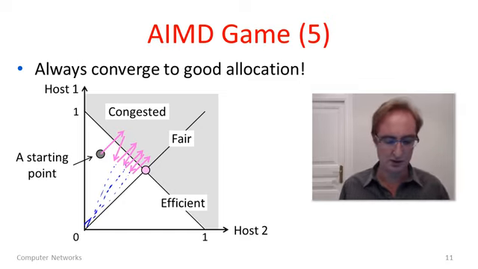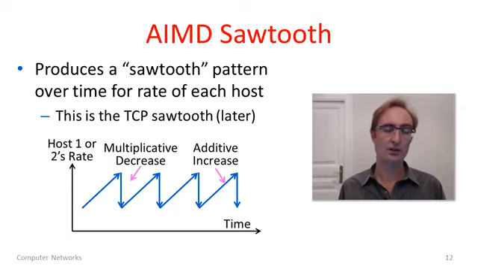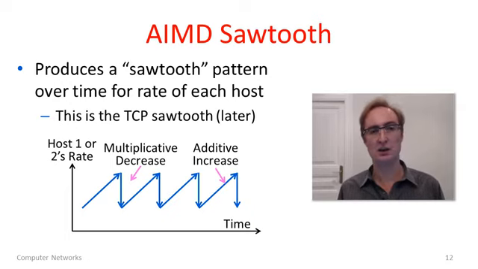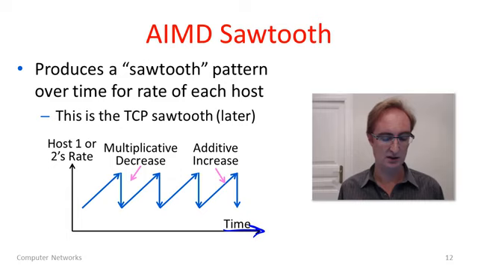So you can see that their slope is changing. Okay, so AIMD, the point here is that it will always converge to a good allocation no matter where you start. That's pretty handy in a scheme. If we also look at what's happening for any particular host, host 1 or host 2, over time, this axis is now time, not the other host, and we look at the allocation of the rate, that rate will be going through a sawtooth pattern.